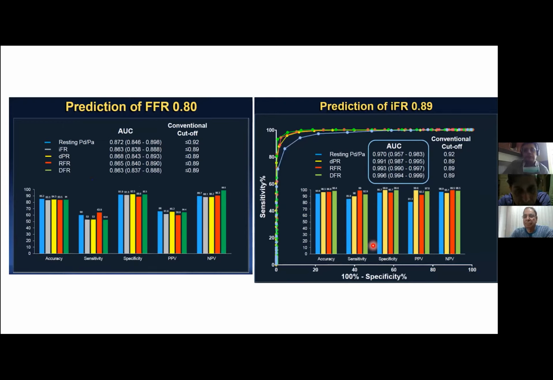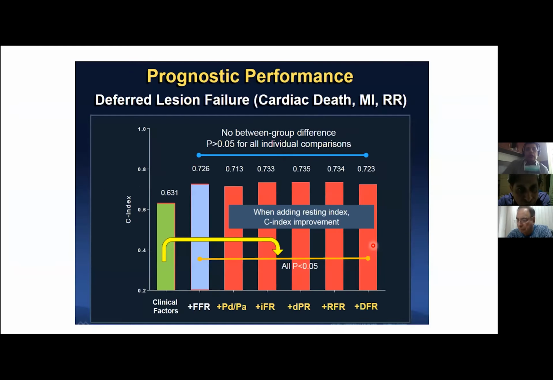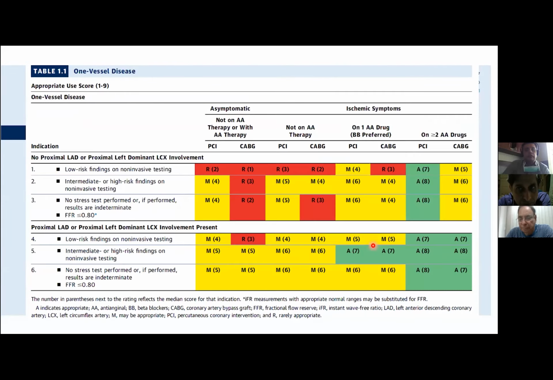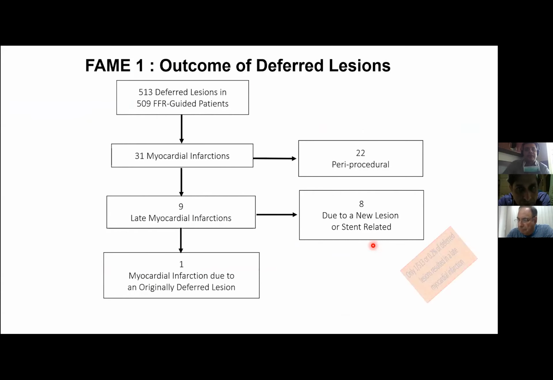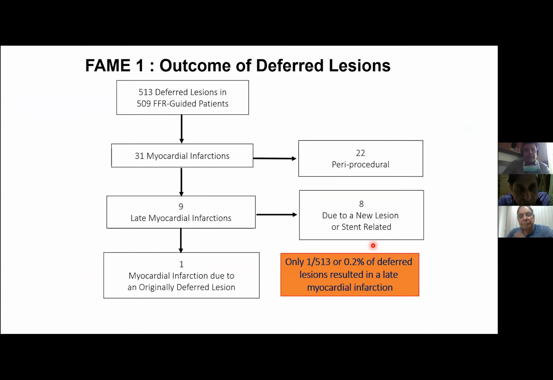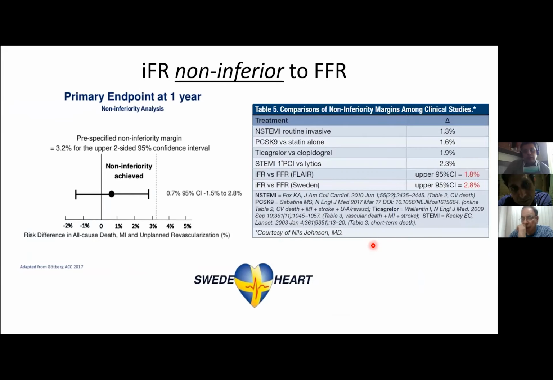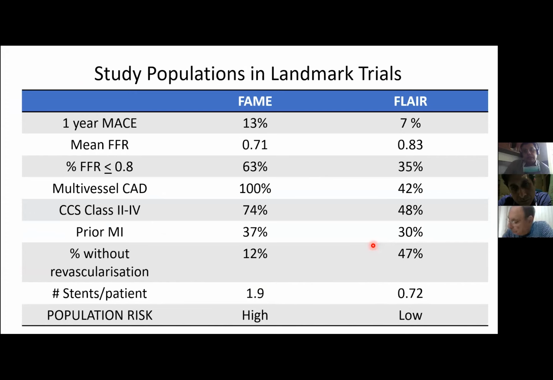Okay, sir. Fine. So the prediction of FFR and IFR was also similar. I'll just summarize. Now, when we say that the non-hyperemic and the hyperemic pressure ratios are equivalent, you must always see that the trial design was a non-inferiority one, and the study populations were different.